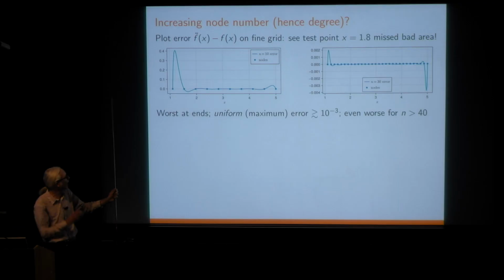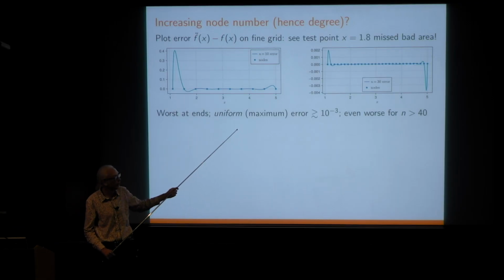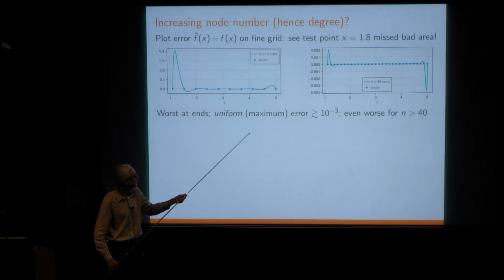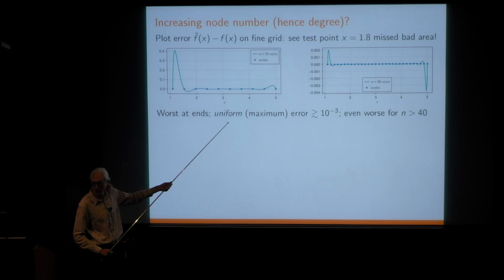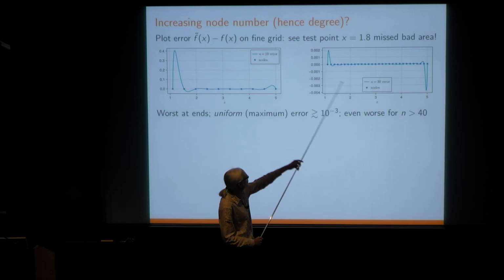So a word for that is to verify the uniform or maximum error. Sometimes it's called the L infinity error or just the sup norm error. There's a million ways of saying the worst case error. So let's bump up the number of nodes to 30.